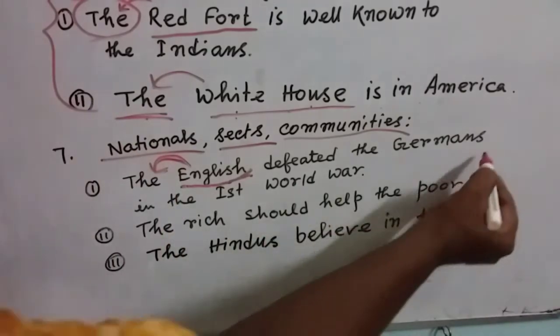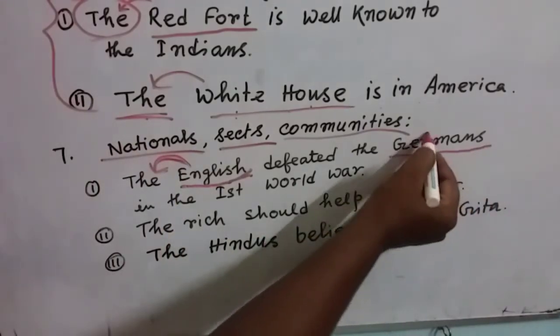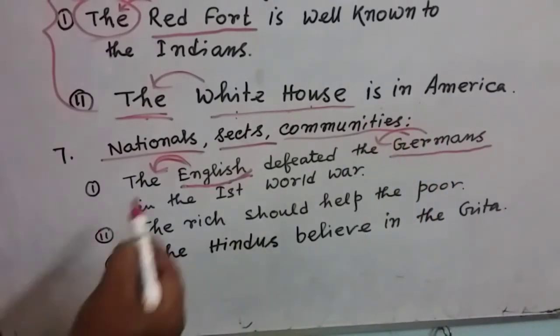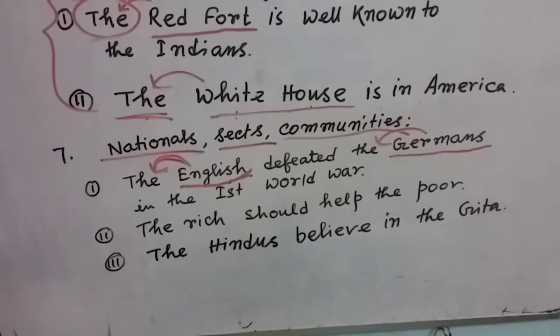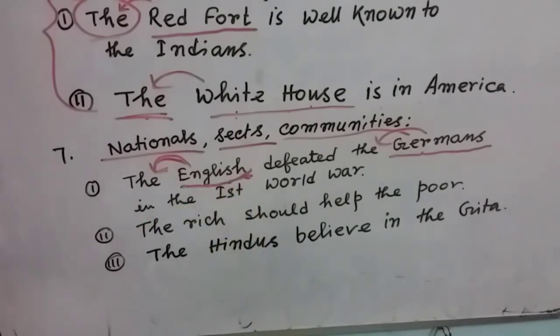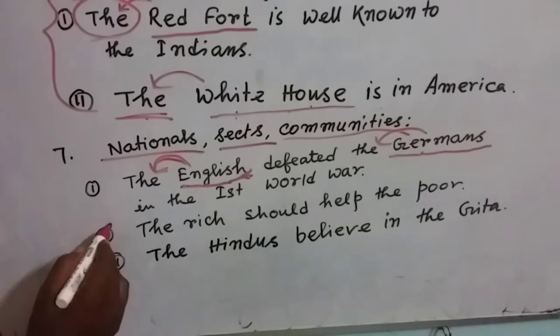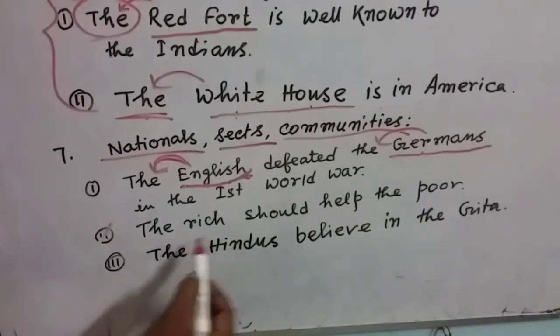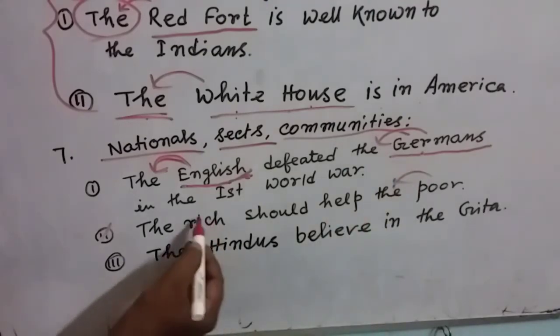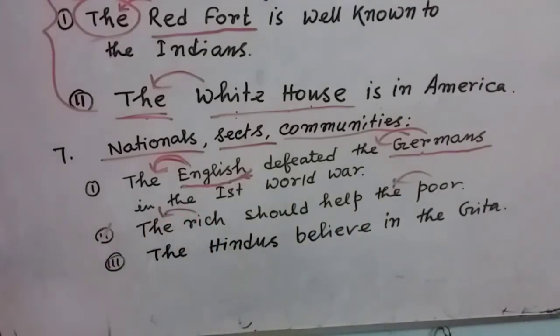And here also you can look at the same usage. Before the Germans, we have written the. The English defeated the Germans in the First World War. So my dear friends, here this is the nationalities. That's why before that we have written the. In the second part, you can see the rich should help the poor. Before the poor, we have written the. Before the rich, we have written the.